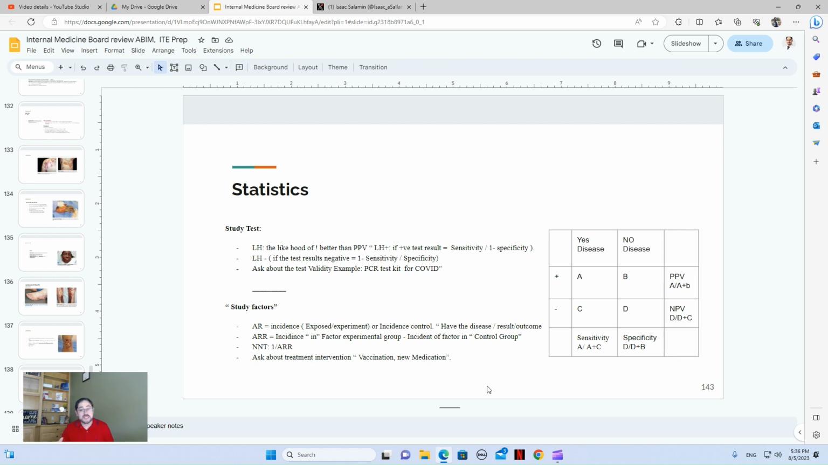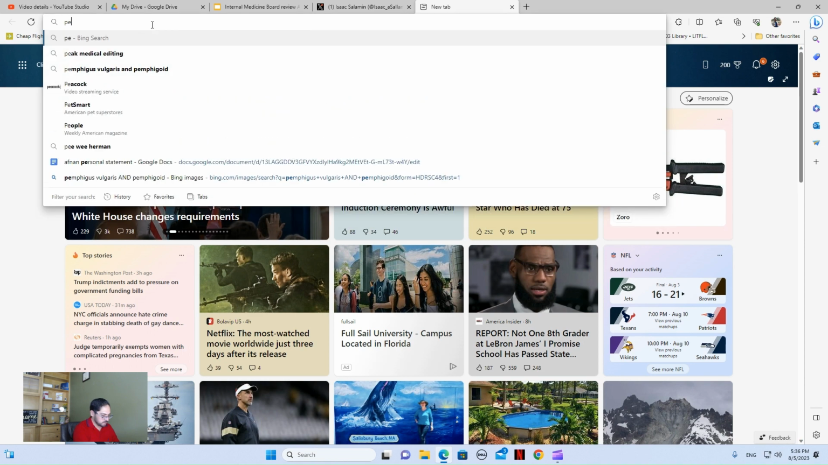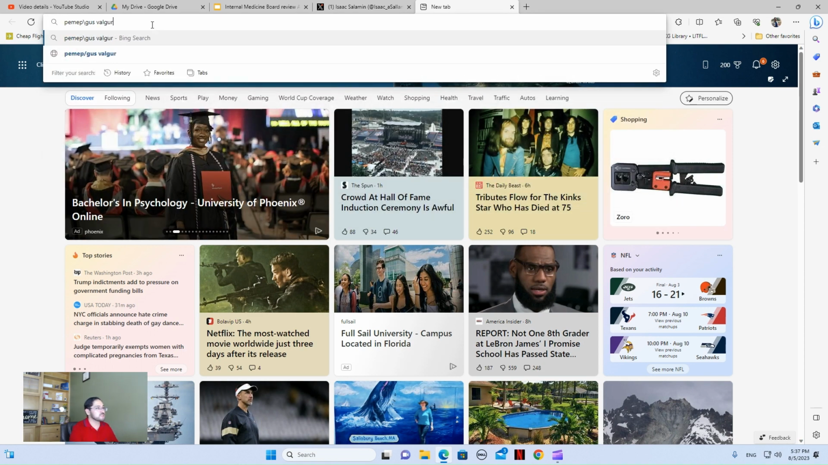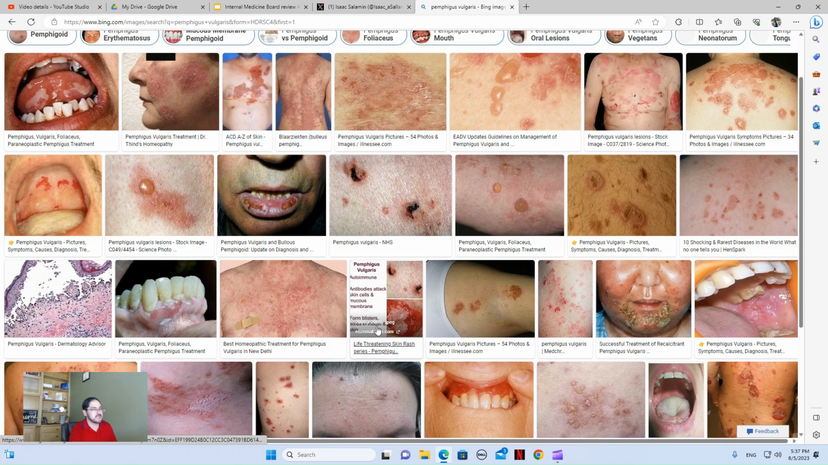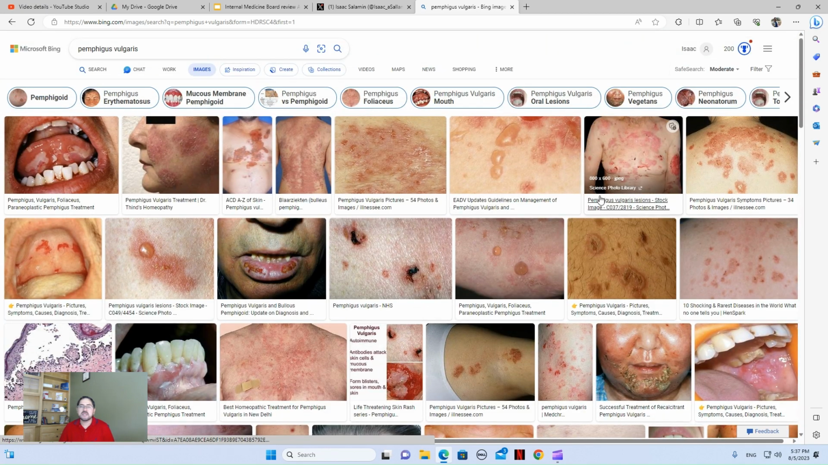Treatment is steroid. Usually they're not gonna ask about the treatment. If you make that image a memory image, just type on Google or anywhere pemphigus vulgaris. Make yourself familiar with those images and understand how it looks. If you see that exact image in the ACP or in MKSAP, very likely they're going to use the same photo for the test.